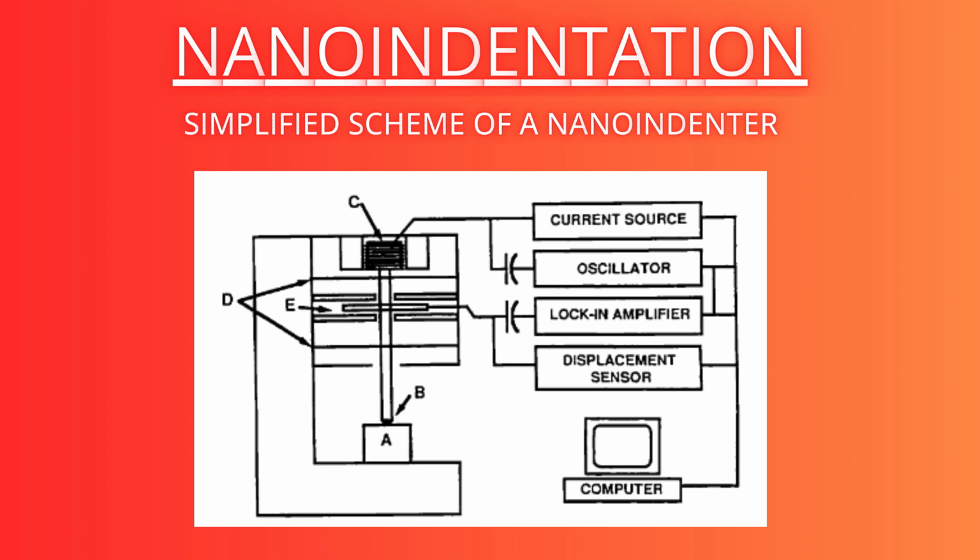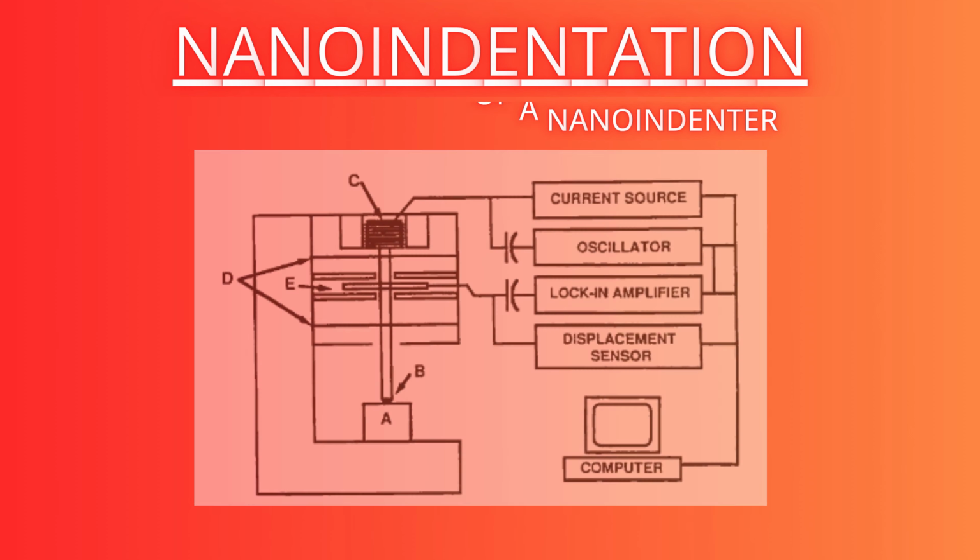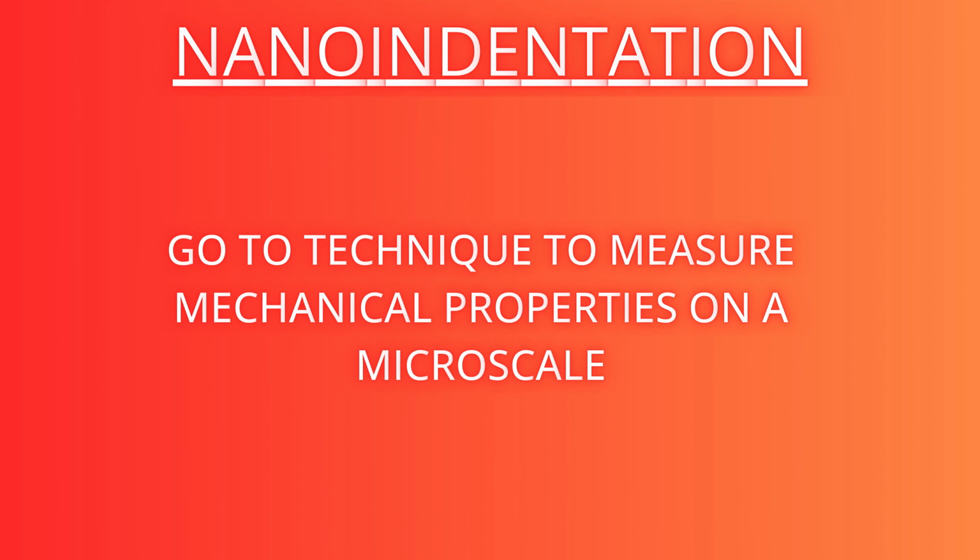First, I would like to show the schematic layout of a nanoindentation system and start by explaining the basics of nanoindentation. Nanoindentation is our go-to technique for measuring mechanical properties like hardness or even Young's modulus on a micro scale, of course, right?